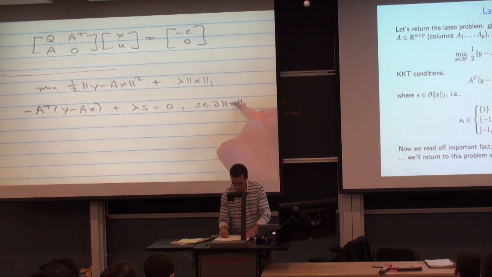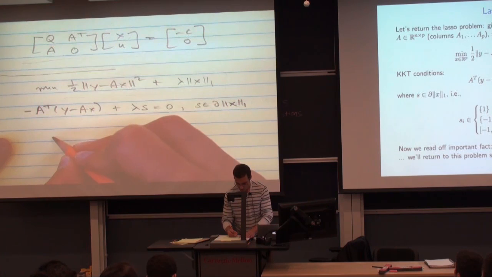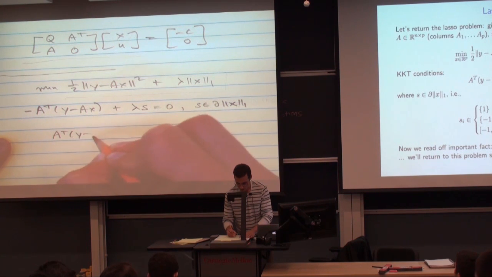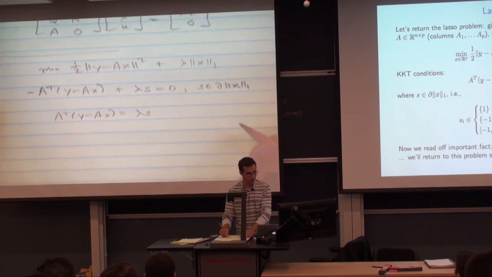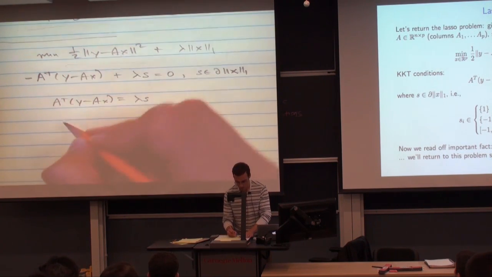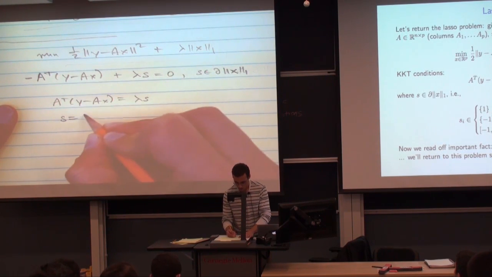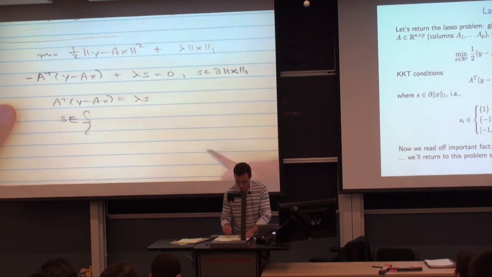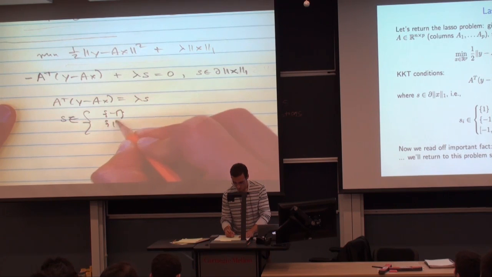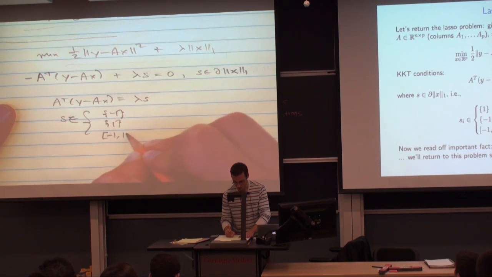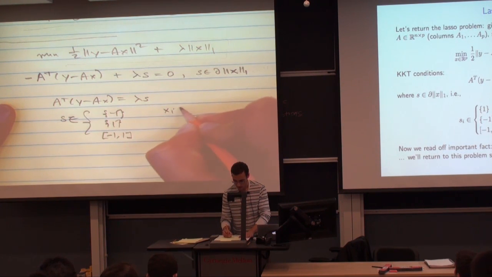Okay, so let's just rewrite this for a second. This tells us that A transpose (y minus Ax) equals lambda s. And what are the subgradients of the one norm at x? We can write those explicitly. We know what those are. It's going to be either equal to minus 1, 1, or any element between minus 1 and 1 if x_i is negative, positive, or 0.